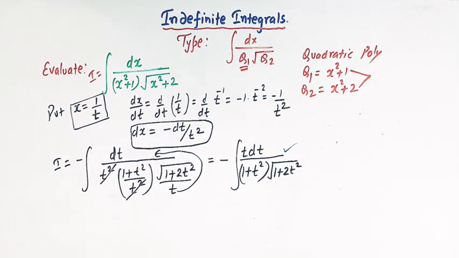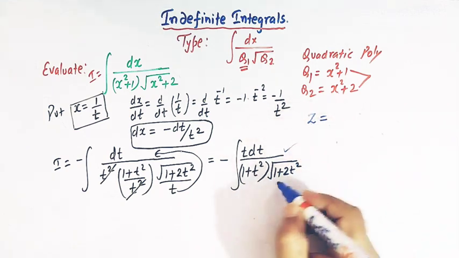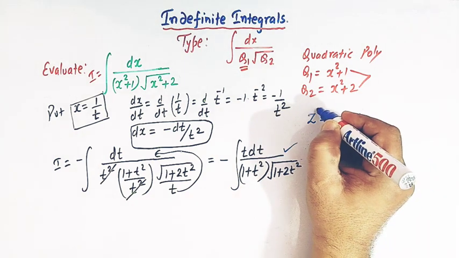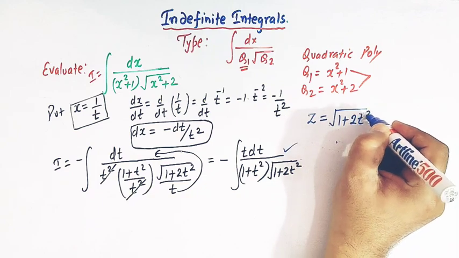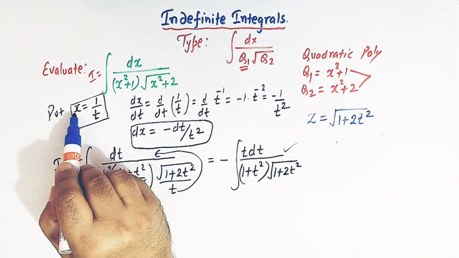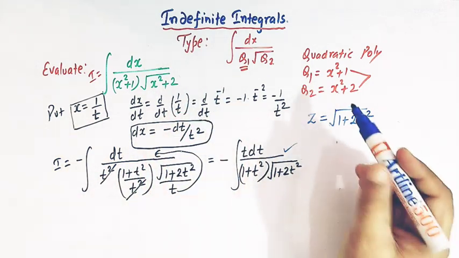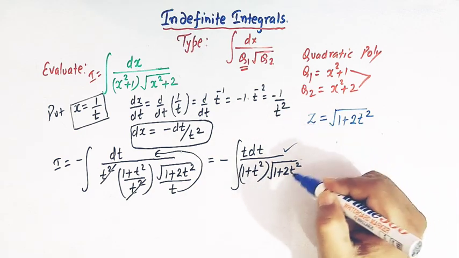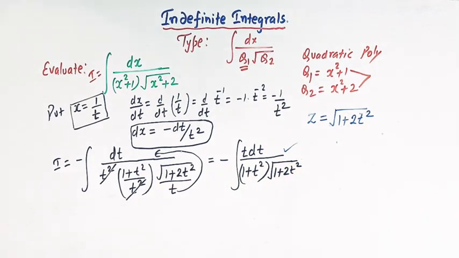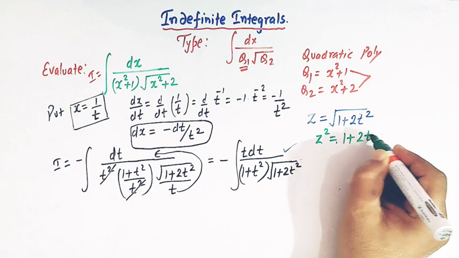So our next step is to substitute z is equal to square root of 1 plus 2t square. After getting all these steps, let us introduce another variable z that is equal to square root of 1 plus 2t square. So we can also write it like this: z square is equal to 1 plus 2t square.